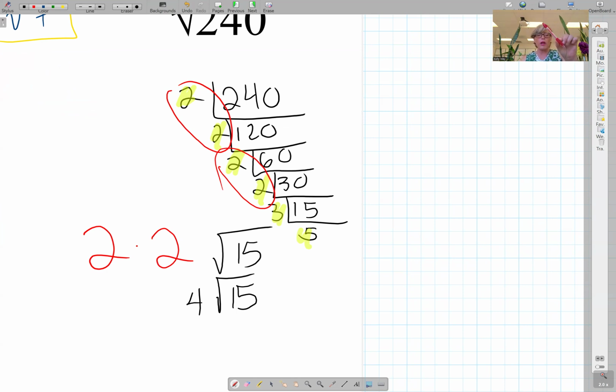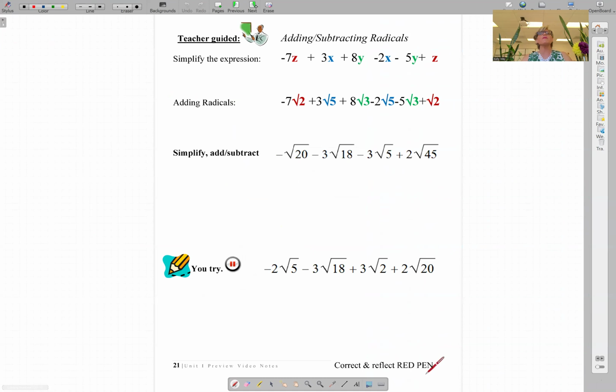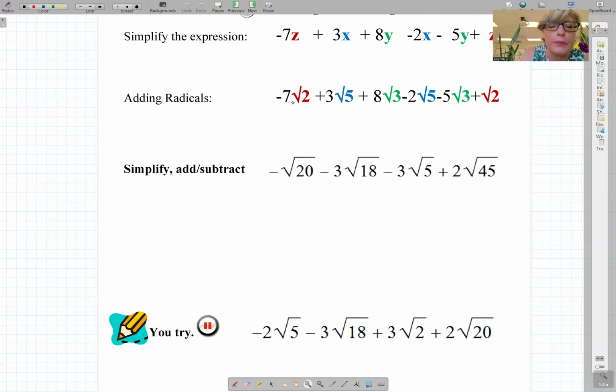Star smiley if you're correct. If you're not correct, redo the problem with a note. What do you want to remember? That's simplifying radicals. Now we're going to add and subtract radicals. What's super easy about adding and subtracting radicals is they follow the exact same rules as variables.